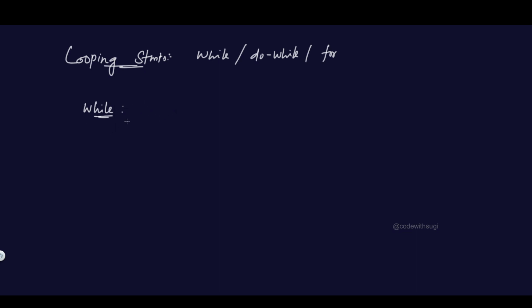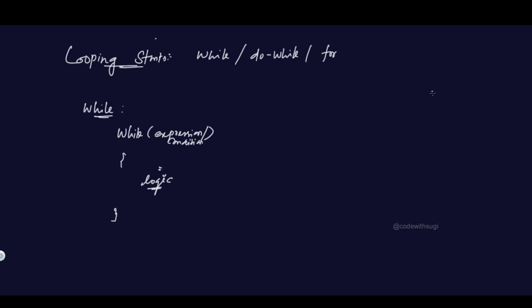First, we will see the syntax for the while statement. While, then we have to open and close brackets. Here we can say this is an expression or condition that will come here. Then we have to open and close curly braces. Then your logic will come here. So this is the simple syntax for the while loop.